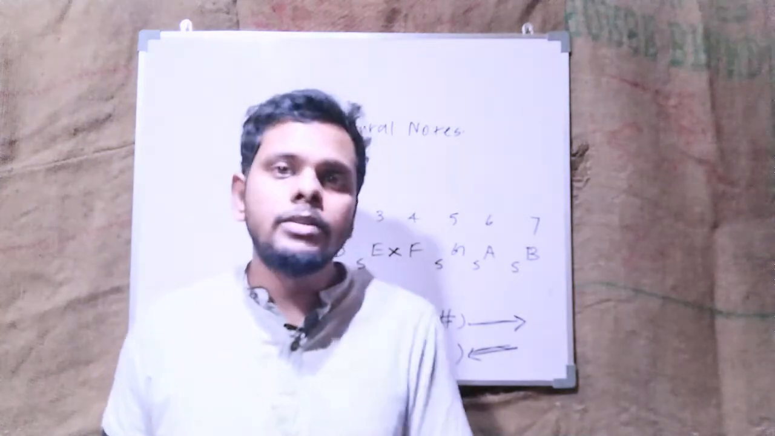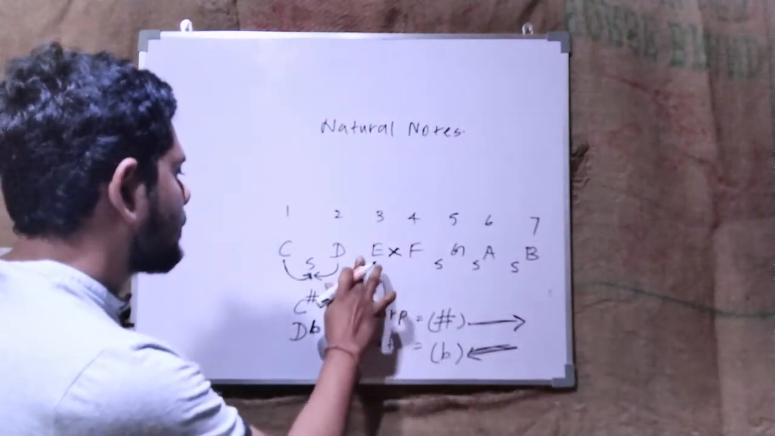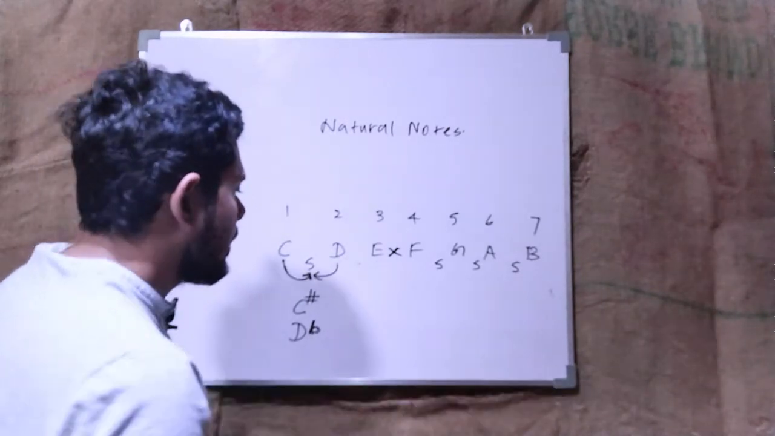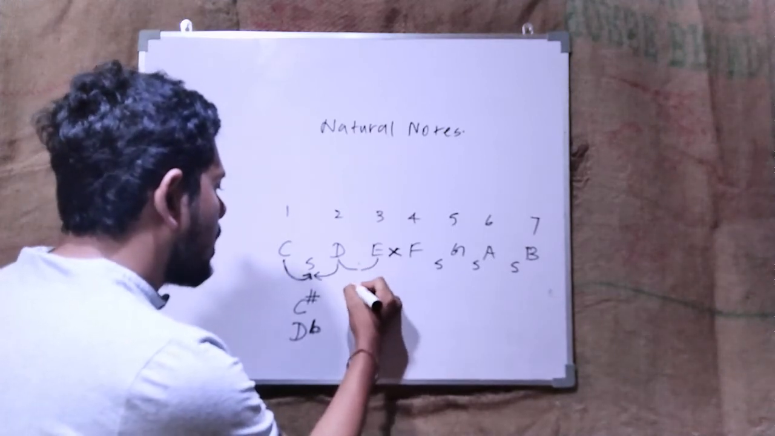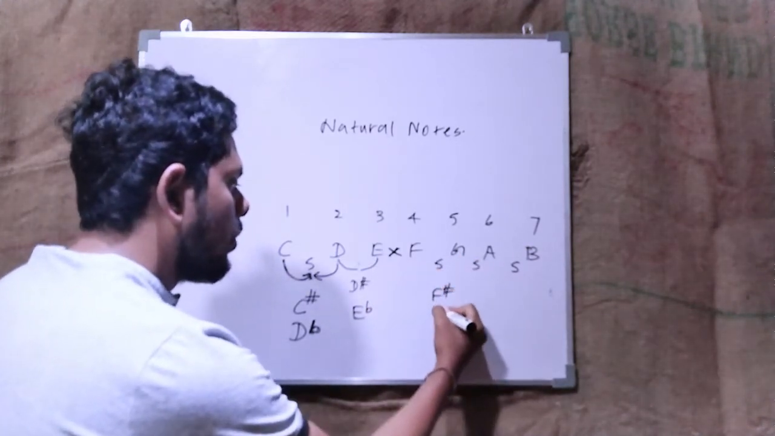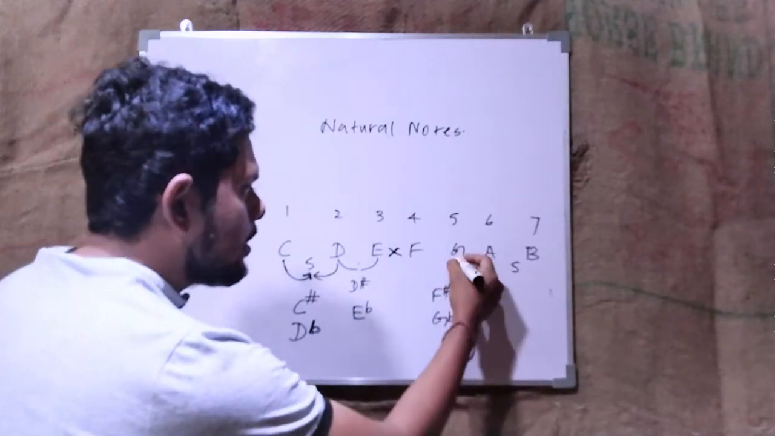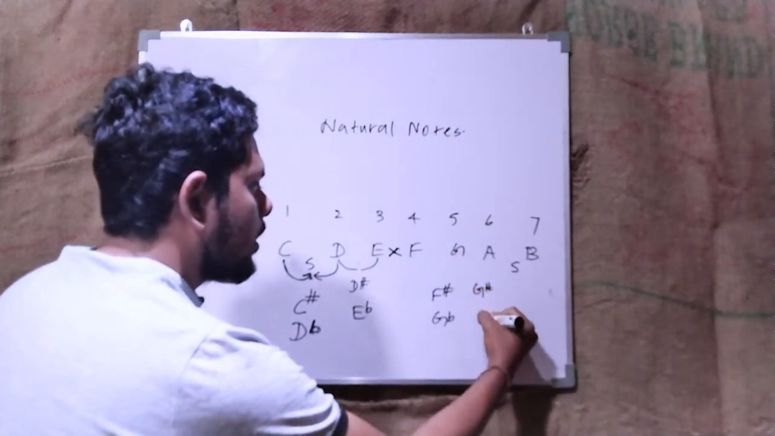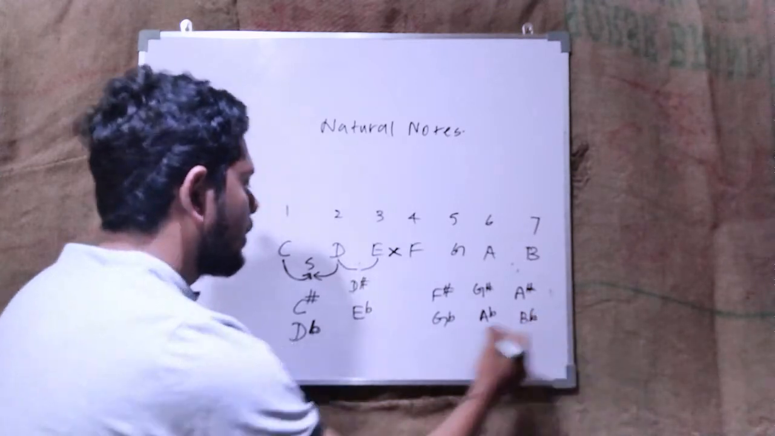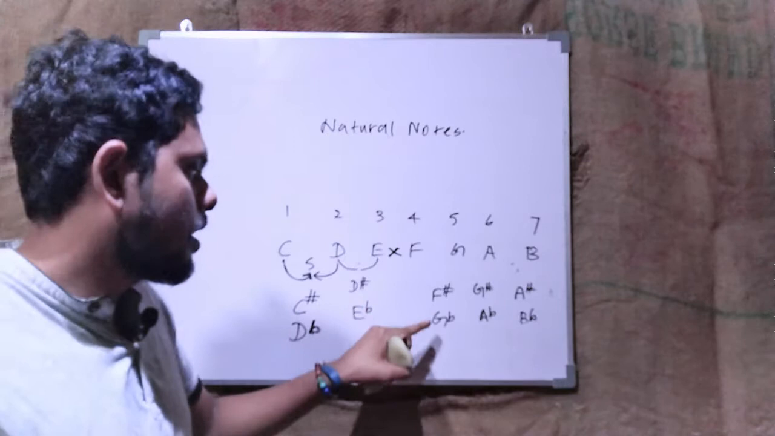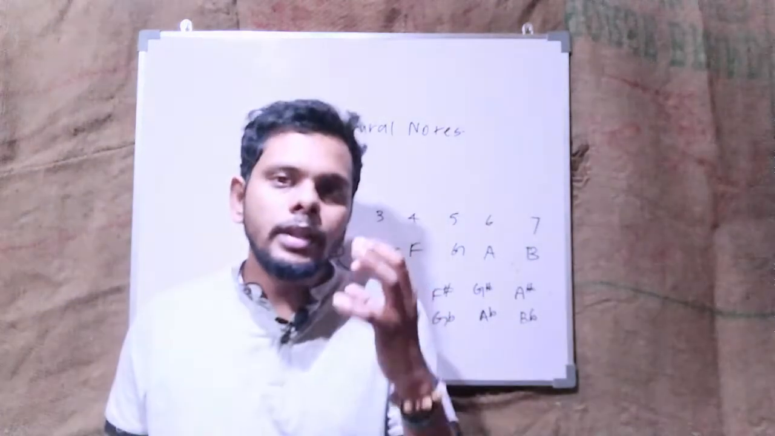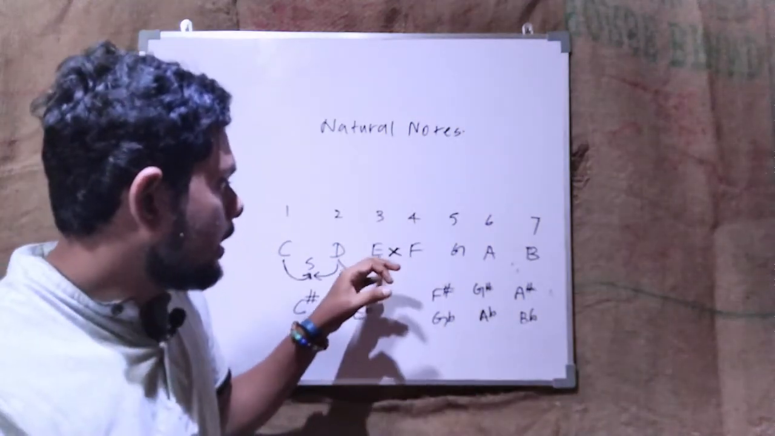Then we introduce the other distorted notes in this way: D sharp or E flat, F sharp or G flat, G sharp or A flat, and also A sharp or B flat. So: C sharp or D flat, D sharp or E flat, F sharp or G flat, G sharp or A flat, and also A sharp or B flat. Also keep in mind there is no distorted note between E and F notes.